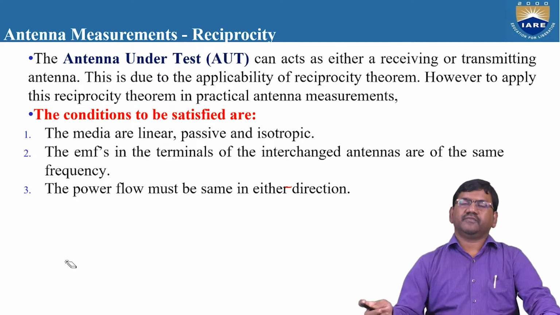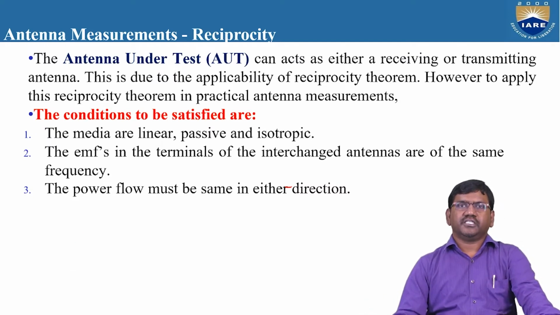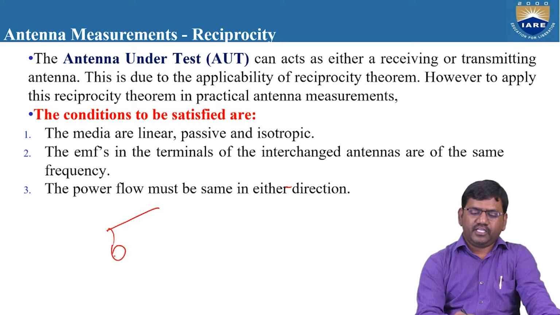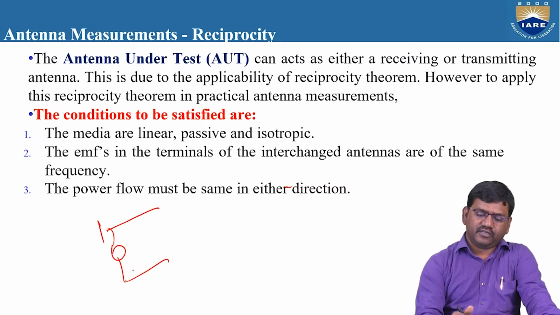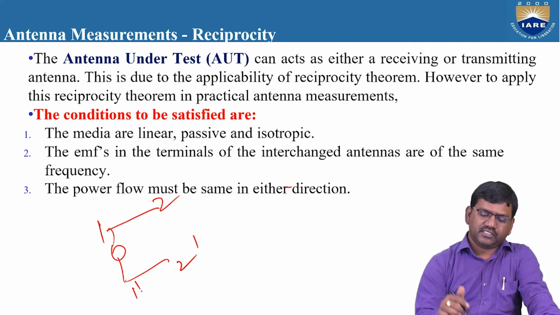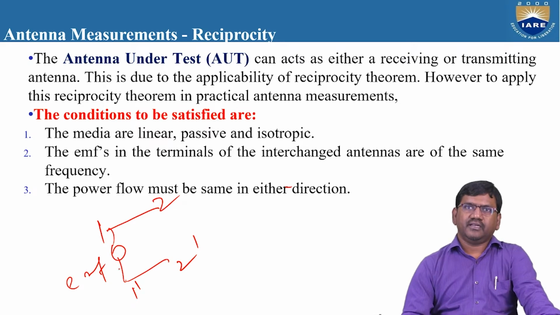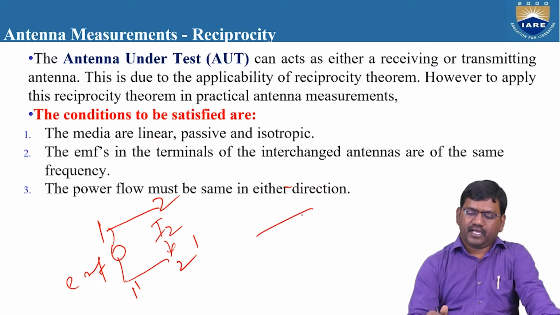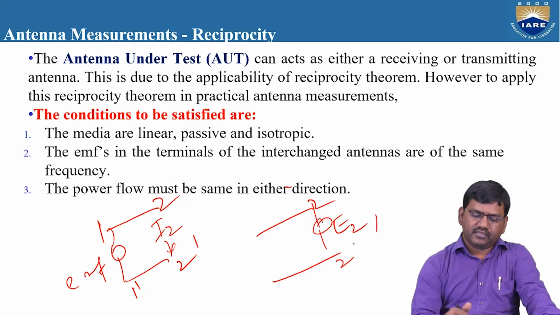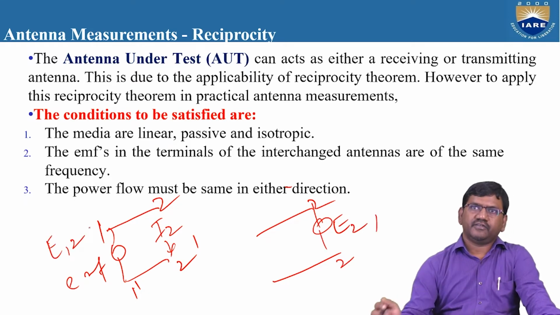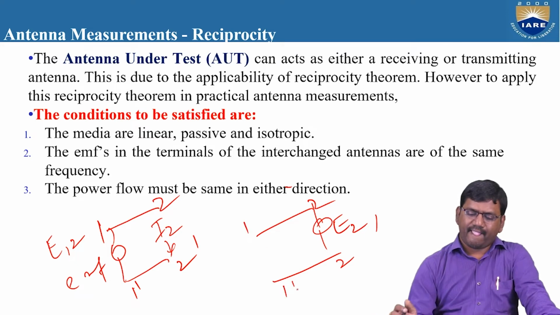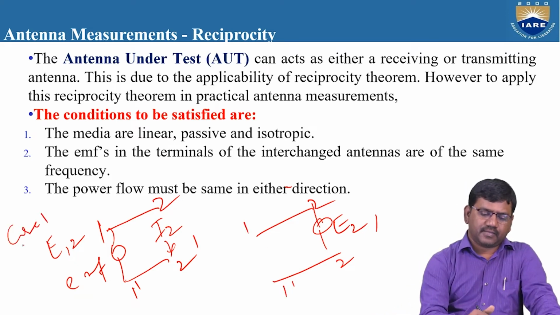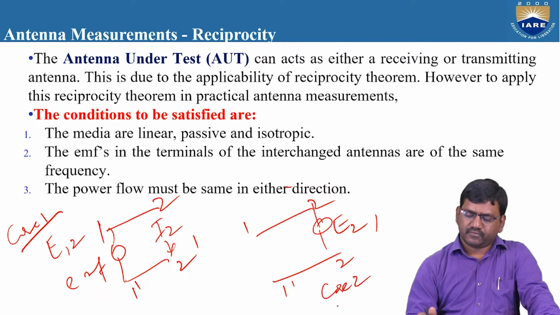So according to the statement of the reciprocity theorem, what does the reciprocity theorem say? Suppose this is 1 and 1 dash, and this is 2 and 2 dash. If an EMF is applied at the terminals of antenna 1 and current is calculated at the terminals of antenna 2, and if an EMF of E21, this is EMF of E12, this is 1 1 dash, let us say this is case 1 and this is case 2.